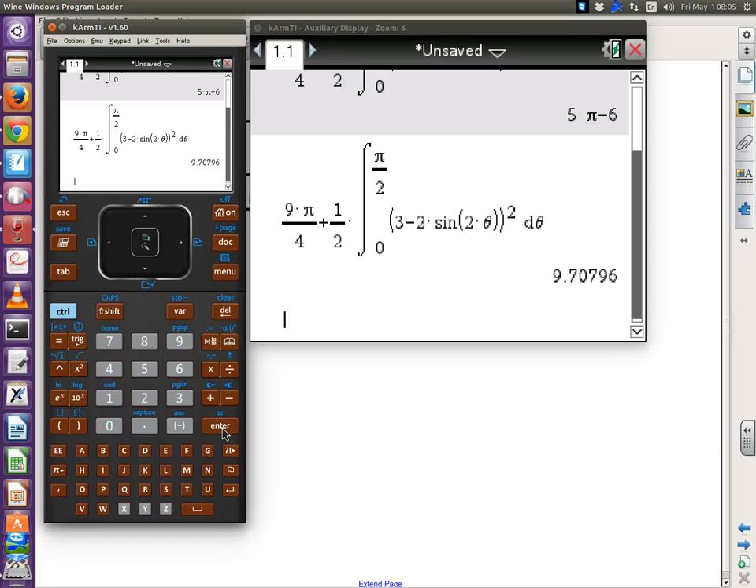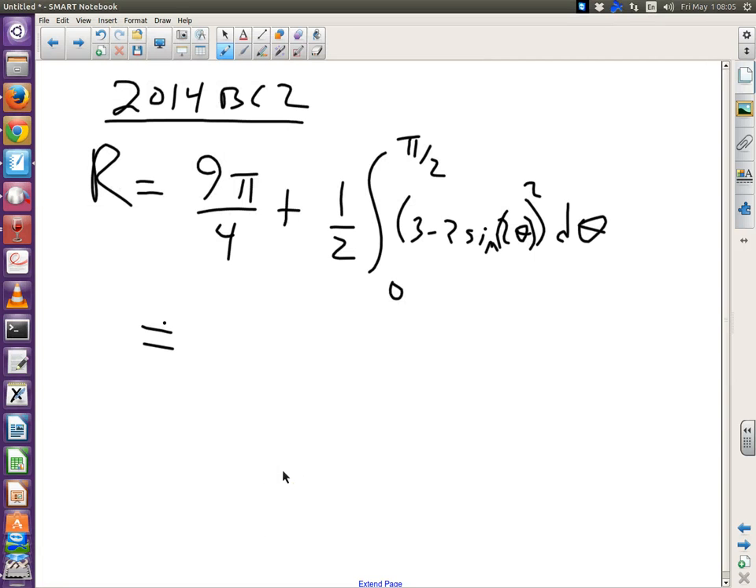Okay, so there's that quarter circle, and there's the piece of that weird shape, and you're done. Now, I don't know if they'd accept the exact answer here. If you're using a CAS, they allow a CAS. I think they like to see decimals here, so I don't know. It's 5 pi minus 6, or it's 9.708. 5 pi minus 6 is the exact answer, and the approximate answer is 9.708.